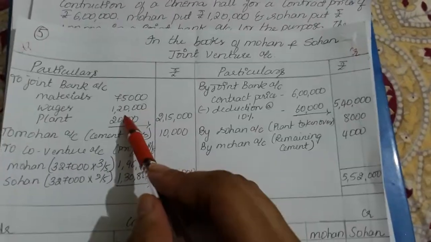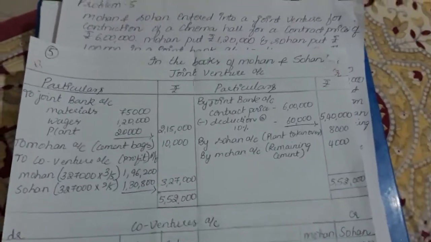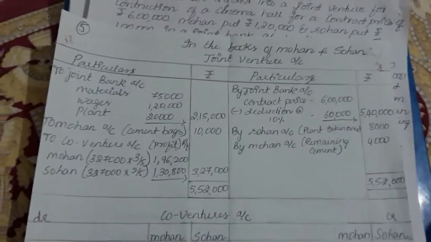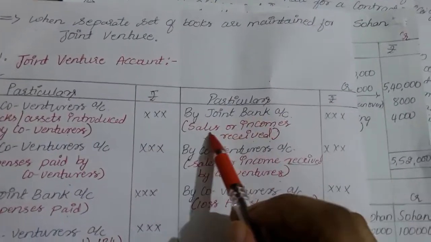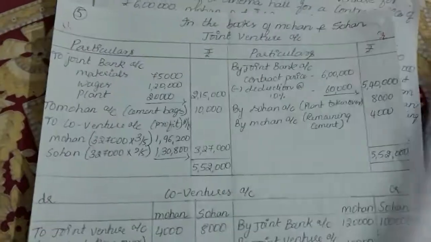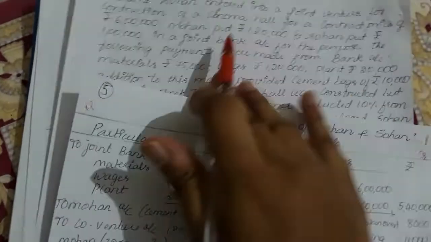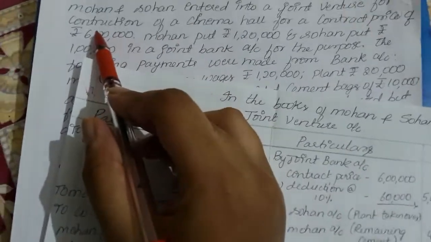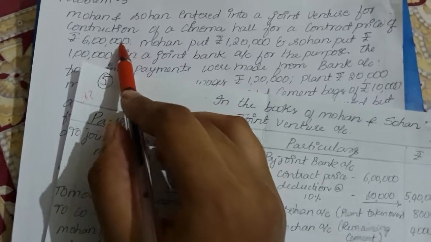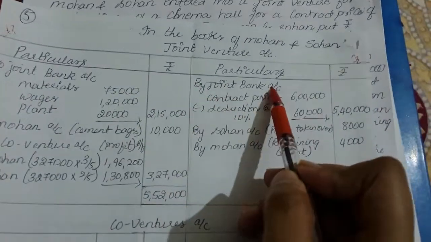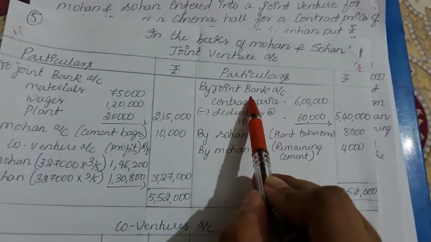Next, coming to the joint venture account. What are we supposed to write first in the joint venture account? Even in this problem I will be showing you this. So here, first you are supposed to write the sale or income received, that is by the joint bank account. Here they have given the income after construction of the cinema hall. This is the value of income that the joint venture is receiving. So by the joint bank account, what is the contract price? 6 lakh rupees. This is income received to the joint bank.